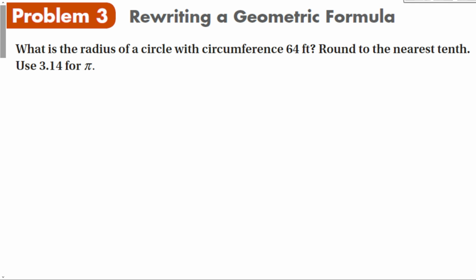What is the radius of a circle with a circumference of 64? Well, you need to know the formula for circumference, that has to do with radius. So circumference is equal to 2 pi r. 2 times pi times r.